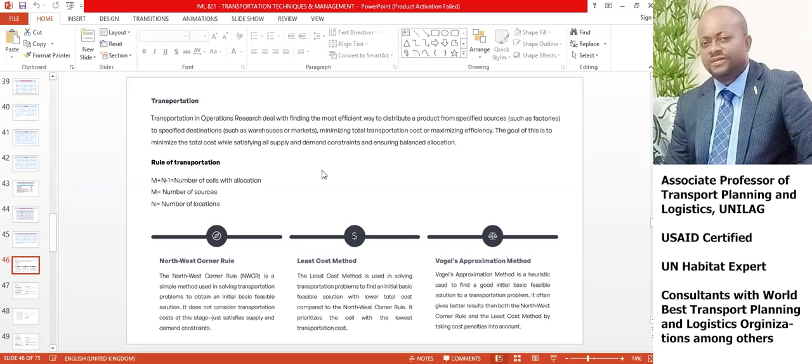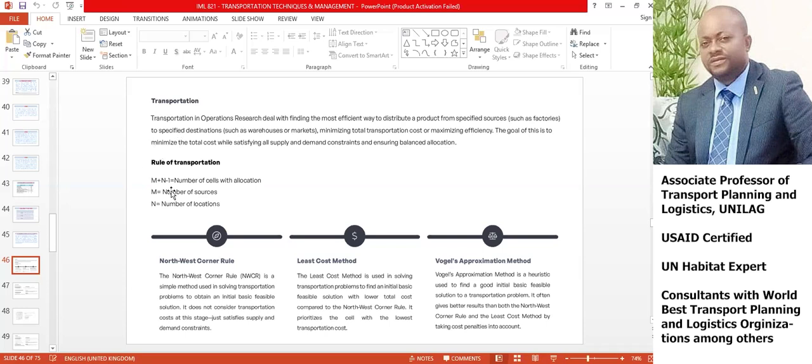And when you are minimizing the total cost, you are also achieving efficiency. Then at the end of the day, you minimize your total costs in the long run, and you are also satisfying the supply and demand challenges from different points, and you are ensuring balanced allocation.